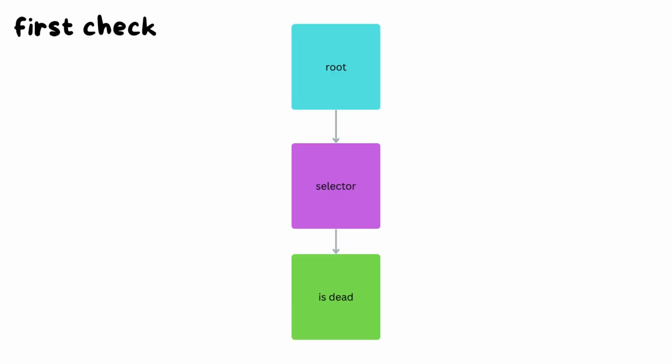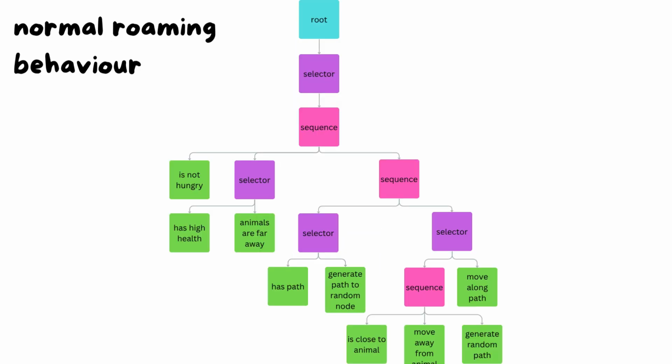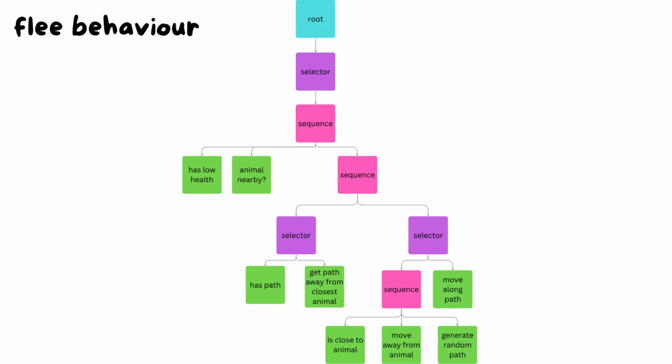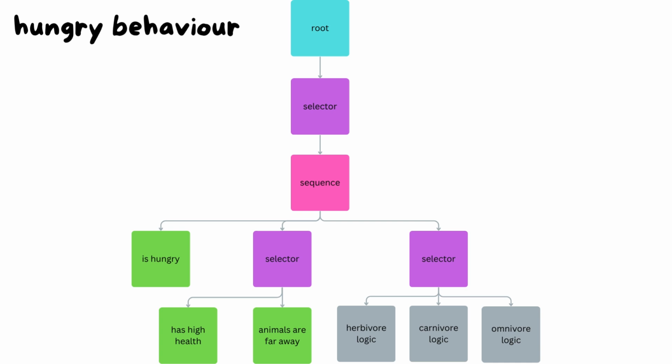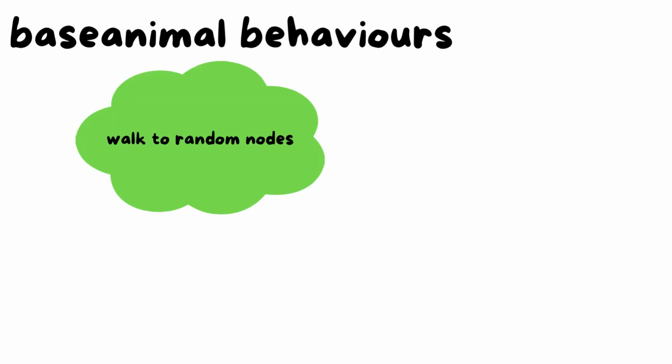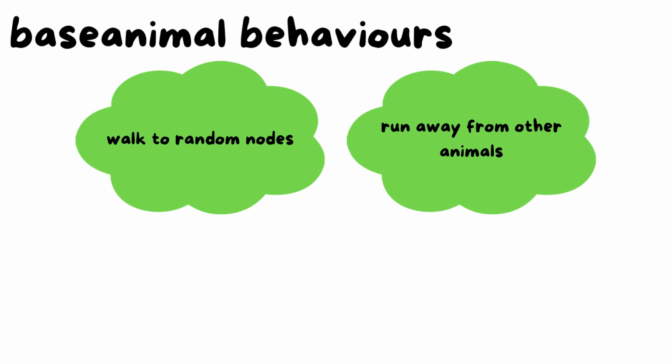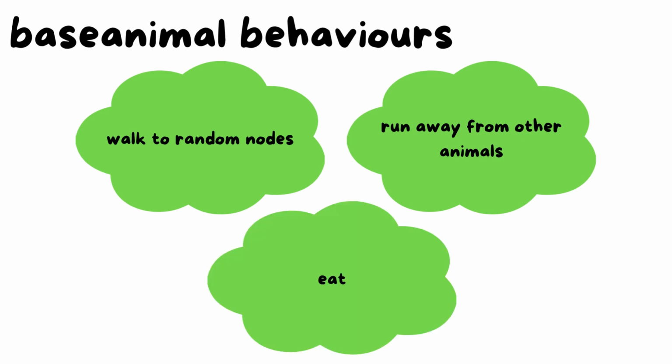I found it easier to lay out all of this logic in a tree visually before I went in and programmed it, because it made it much easier for me to read and debug, to make sure that I didn't skip over any sequence nodes or selector nodes or anything like that. The main behaviors that this NPC animal has currently are to walk to random nodes, to run away from other animals, which occurs when the animal has low health, and to eat.